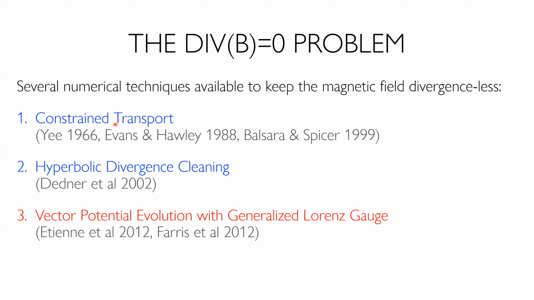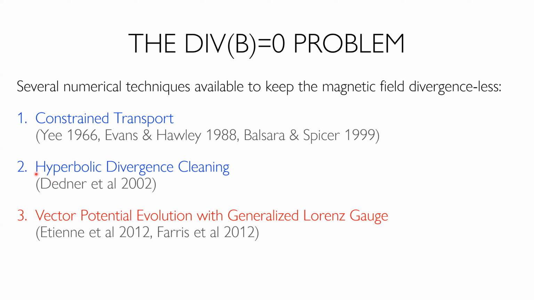A code that uses the constraint transport with the correct interpolation schemes for mesh refinement is, for example, the code by Masaru Shibata. He does that. But as far as I know, these interpolation operators that preserve the divergence of B are not available, for example, in Carpet. Another scheme that was developed over the years is the hyperbolic divergence cleaning method.